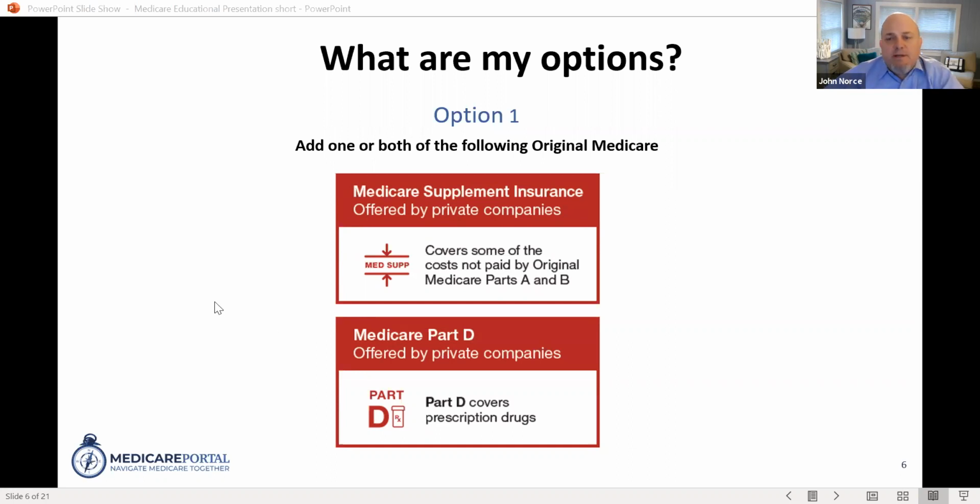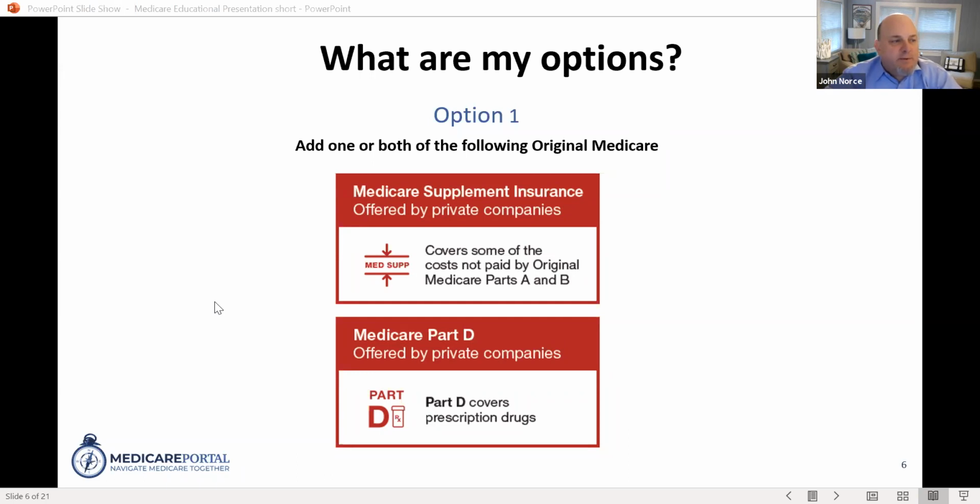So option one is original Medicare. This would be that you enroll in A and B and that you seek out your care through providers that accept Medicare. So if I'm looking for a provider for any kind of service, all I have to ask them is if they accept Medicare, which means that they have a contract with the Medicare system and they have agreed to accept the Medicare payments for services rendered to Medicare eligible beneficiaries.